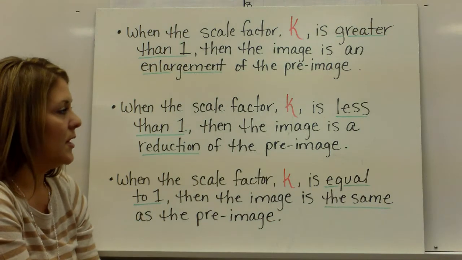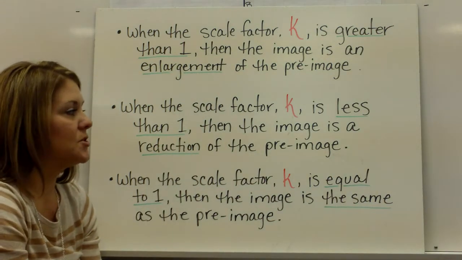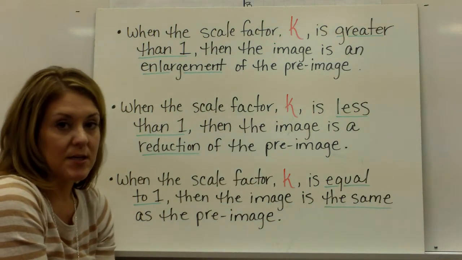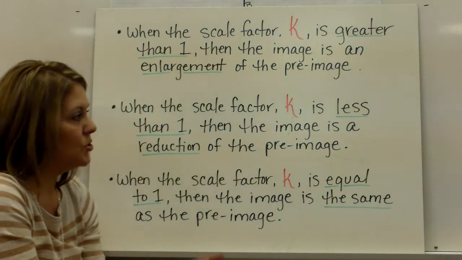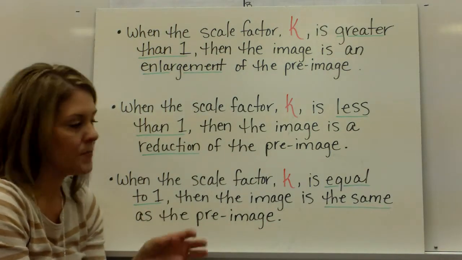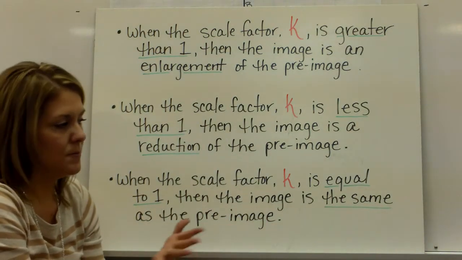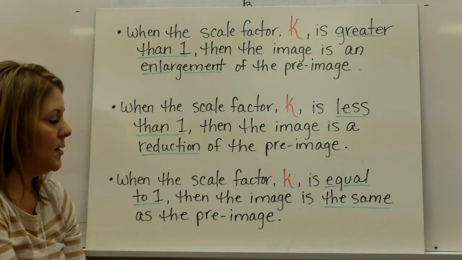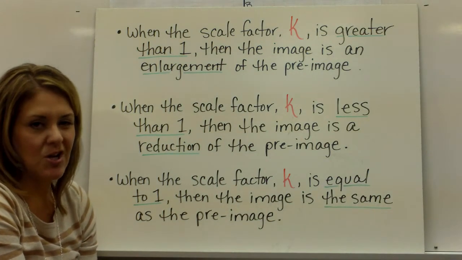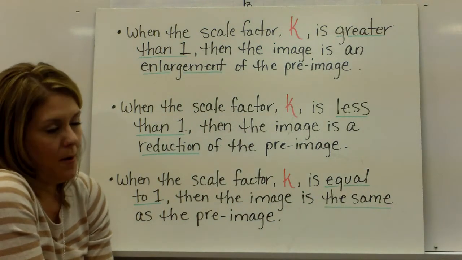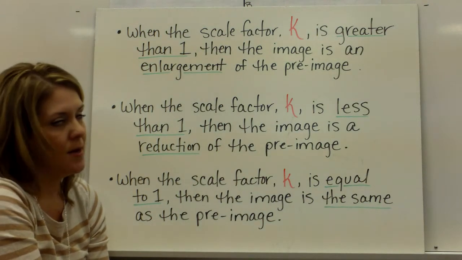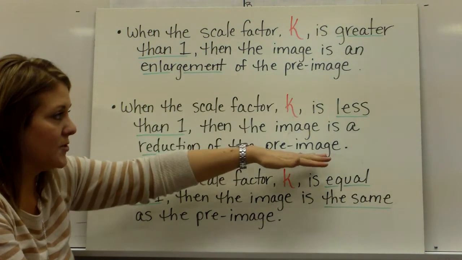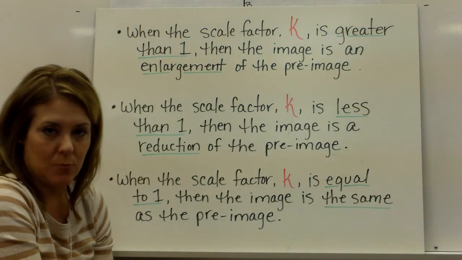When the scale factor is less than 1, then the image is going to be a reduction of the pre-image. For instance, if your scale factor is 1/2, then you're making the new image half of the original. And then, in the rare situation, they give you a scale factor that's equal to 1, then the image is going to be the same as the pre-image. So that's that situation where the shape will stay the same as will the size. But you won't see that a lot. Most of what we're going to be dealing with is going to be a scale factor that is either greater than or less than 1.